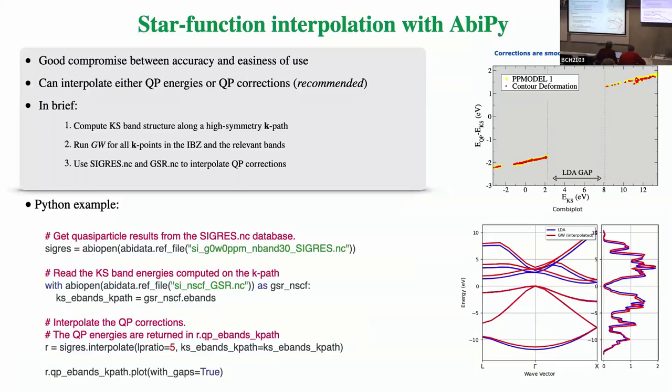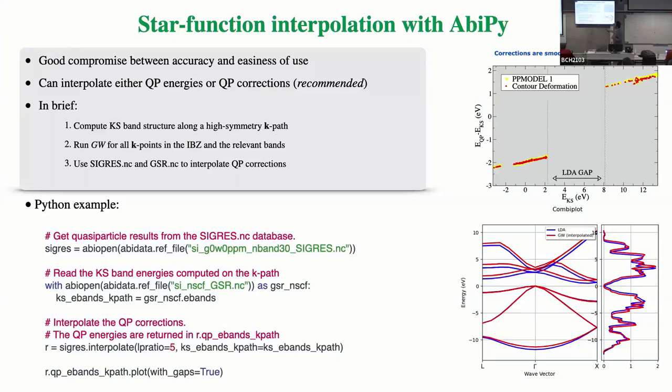this is a Python script. These objects are implemented in AbiPy. We have a netCDF file produced by Abinit with the self-energy corrections computed for all the k-points in the irreducible Brillouin zone. We read this file. And then, instead of interpolating the quasi-particle energies, we interpolate the quasi-particle corrections, the difference between quasi-particle and Kohn-Sham energies. That's the reason why we also read another file produced by the Kohn-Sham part. GSR stands for ground state.